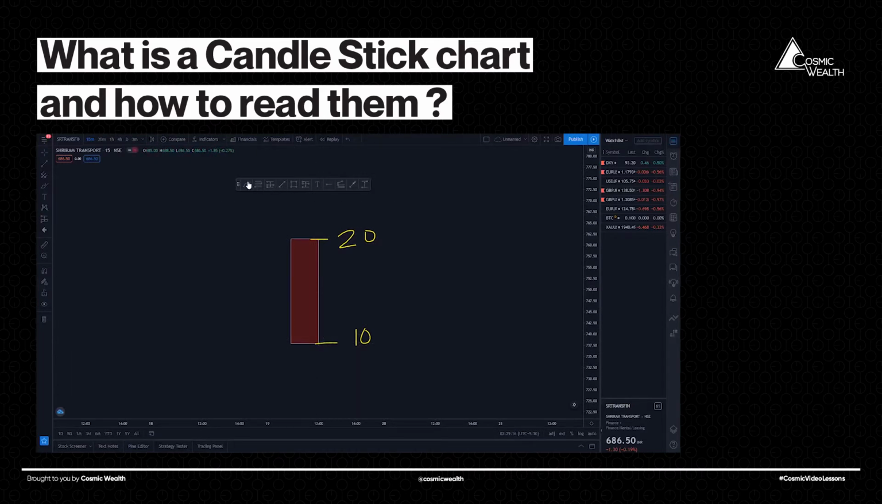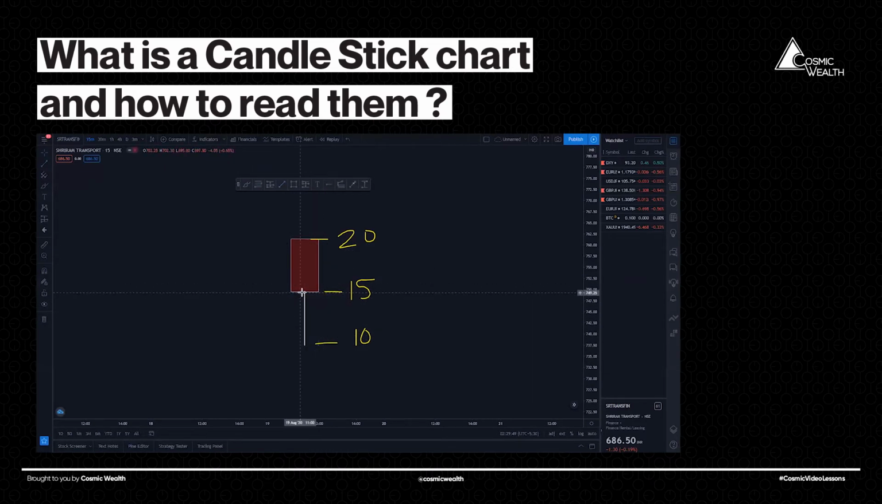Now, imagine that the middle point of this is 15 rupees. Okay, same case, it opened here. Initially it went till 10. Then before this candle closes, if it goes back to say 15 rupees and decides to close here, you will get a line like this in your candle. So what does this represent? This line, it's called a wick. Okay, you can also call it a shadow.